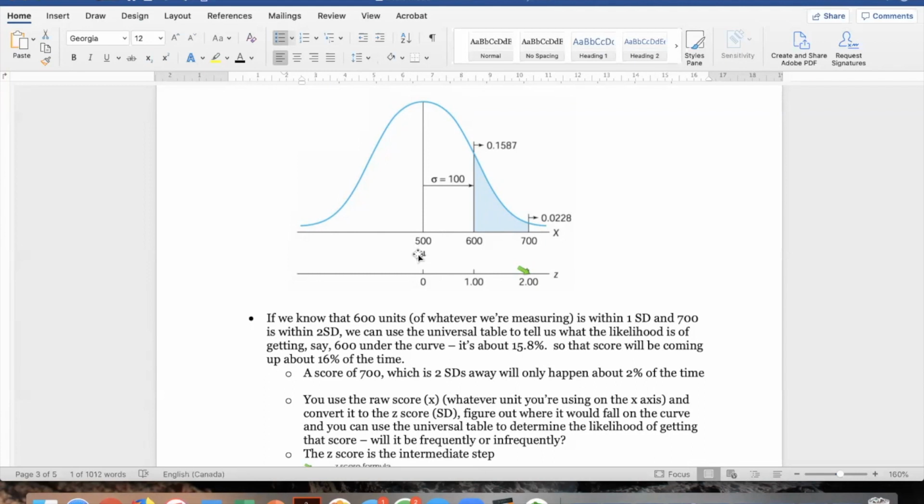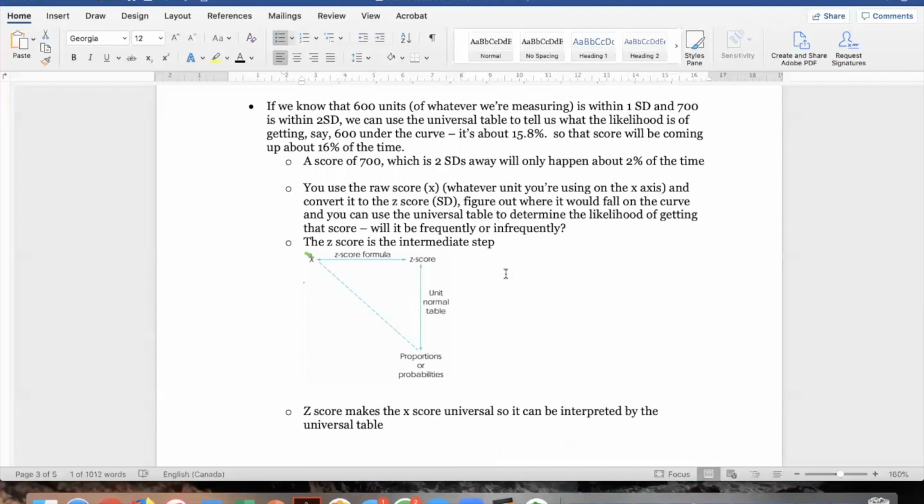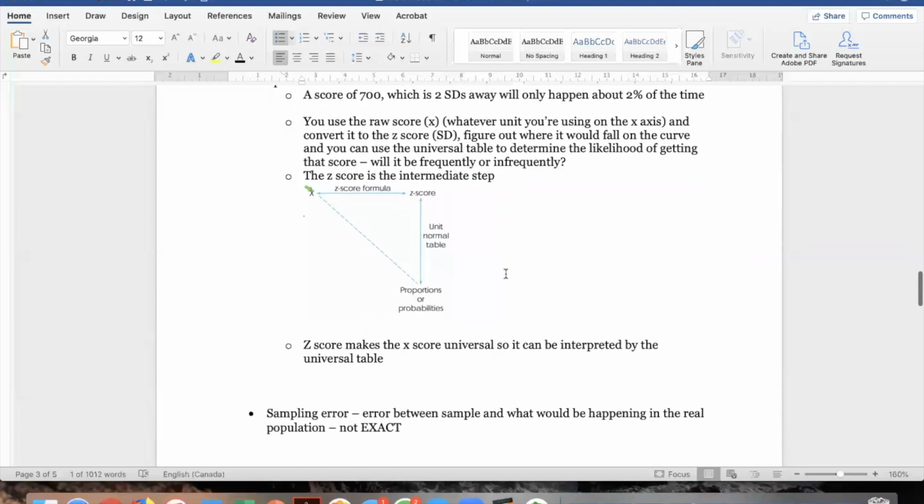Let's say your score hits right here. It's more than 2 standard deviations away, so it's automatically significant. Actually, it's just confusing the way they're explaining it. I don't like it. Measuring is 1 SD and 700 is within 2 SD. We can use the universal table to tell us, say, 600. We're going to go over all this with the T-stat stuff.